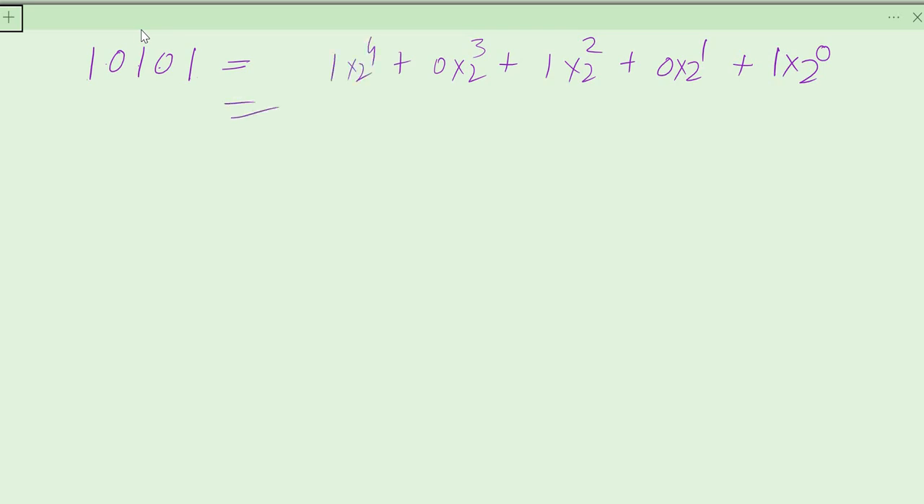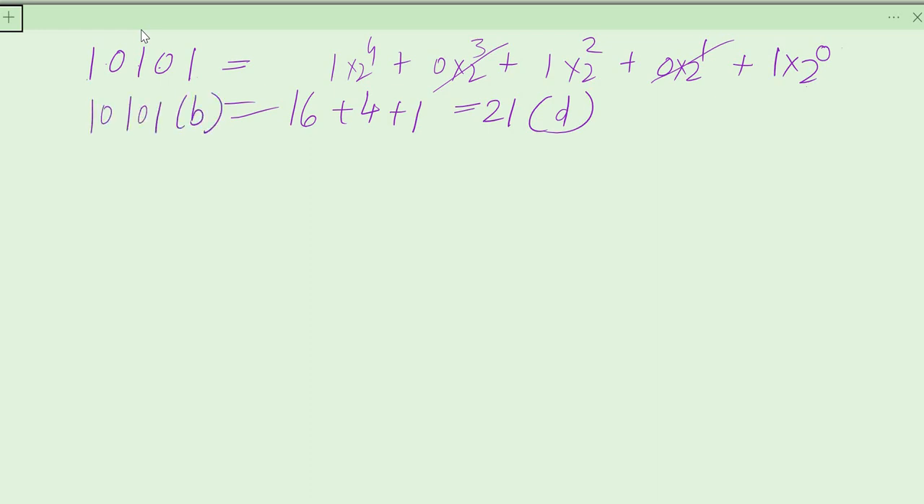Now expand. Wherever 0 terms are there, just scratch them. 2 raised to 4 is 16. 2 raised to 2 is 4. 2 raised to 0 is 1. So 16 plus 4 plus 1 is 21. So 10101 binary is equal to 21 decimal. So this is for the integer part. If there are fractional parts, then the weights are 2 raised to minus 1, 2 raised to minus 2, 2 raised to minus 3. So let's have an example of that also.